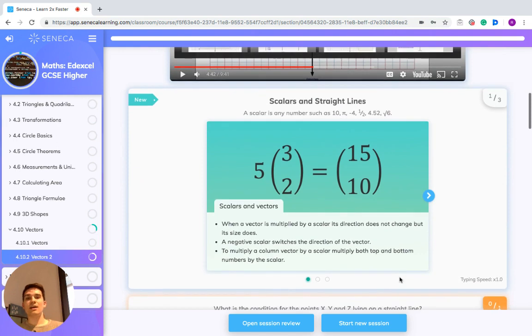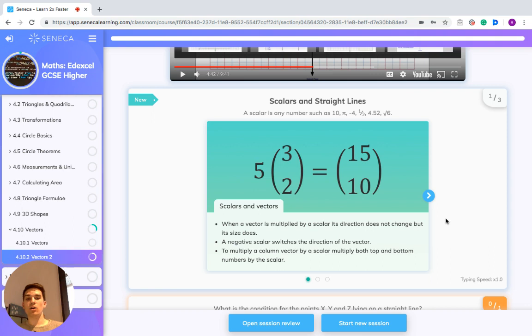Now, a scalar is also something you need to know about with vectors, and that is any number that goes before your vector. When a vector is multiplied by a scalar, its direction doesn't change at all, but its size does. A negative scalar will switch the direction of the vector, and that's the only situation that happens.